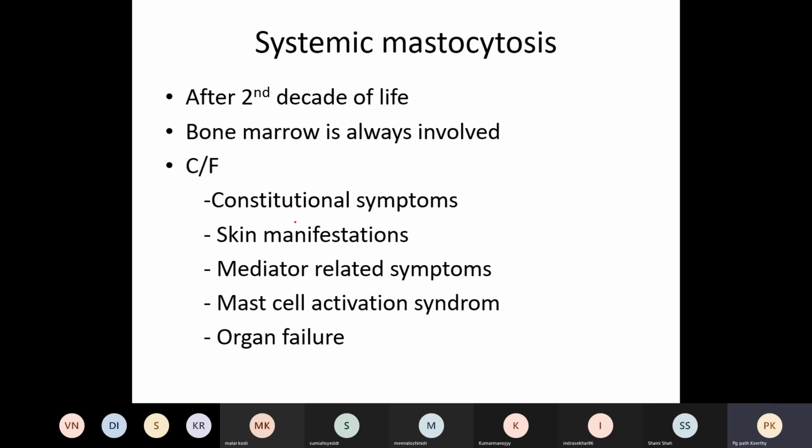Coming to general points about your systemic mastocytosis. So systemic, always remember second decade. S stands for systemic and second decade. Whereas what I told you, cutaneous mastocytosis, C stands for children. Like that you remember: C for children, S for second decade.